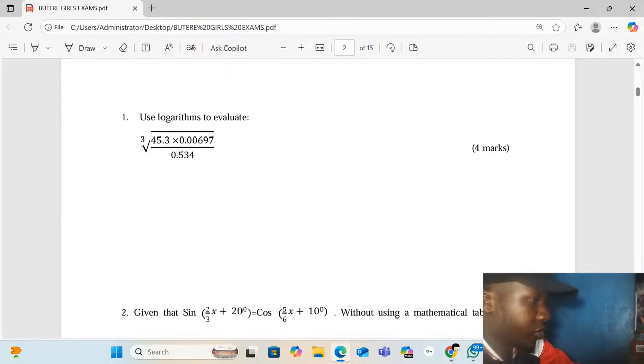They're saying use logarithms to evaluate the cube root of 4.5 times 0.00697 divided by 0.5434.